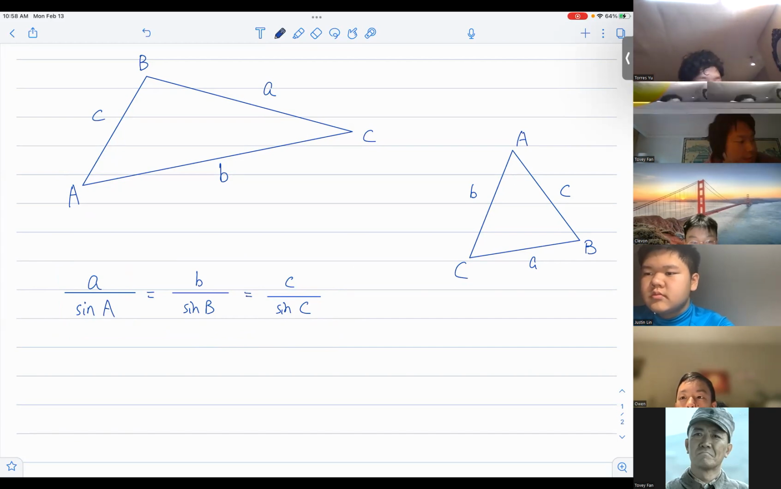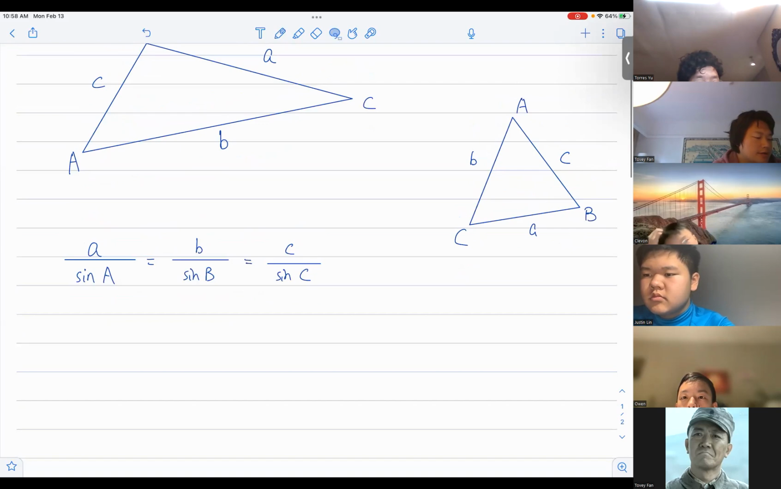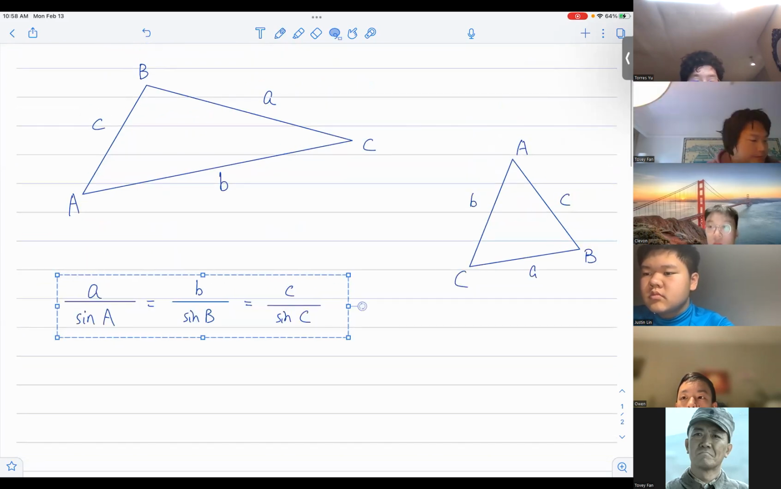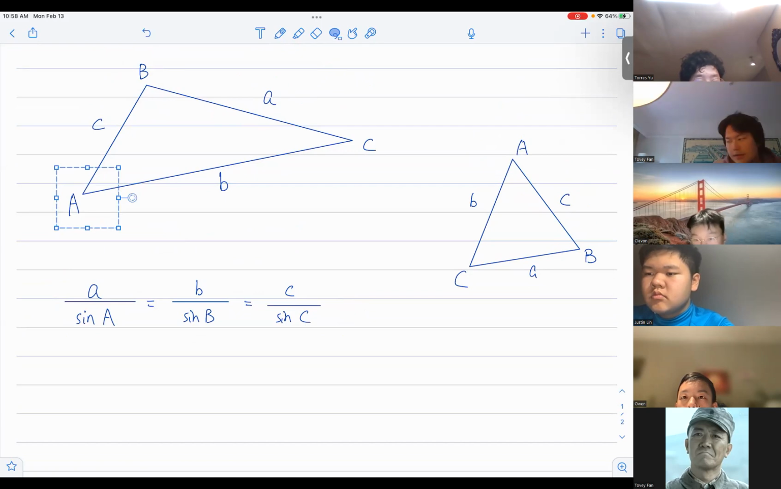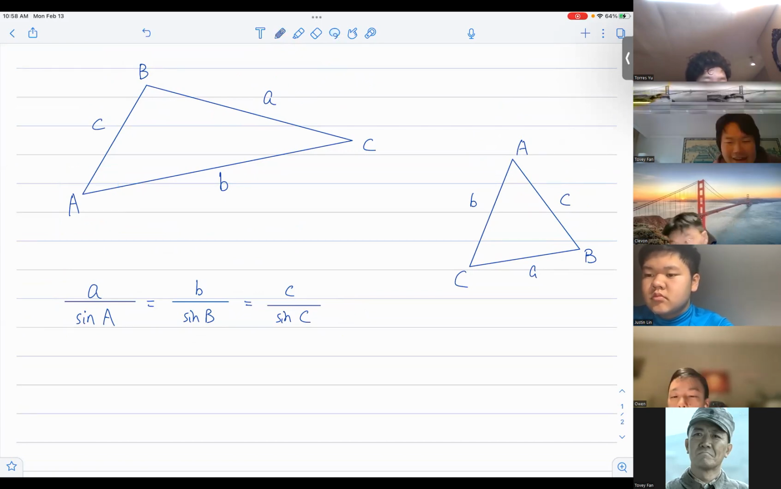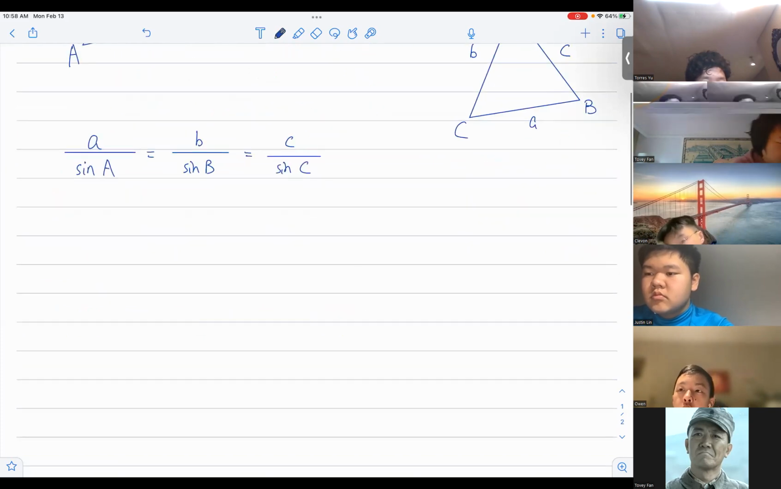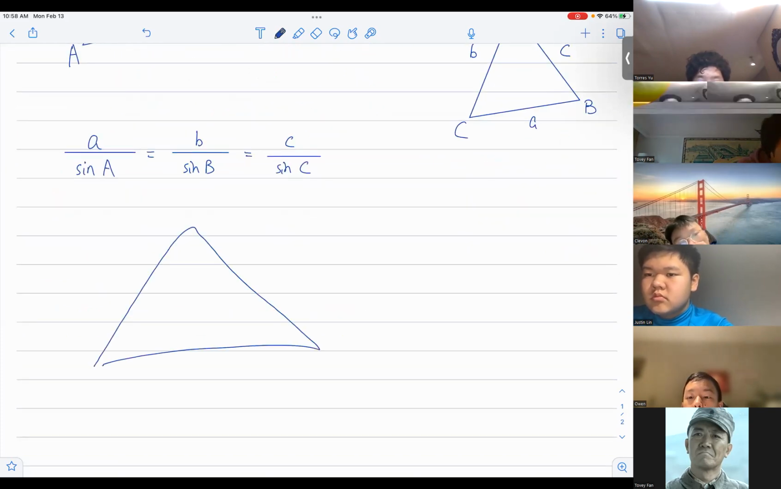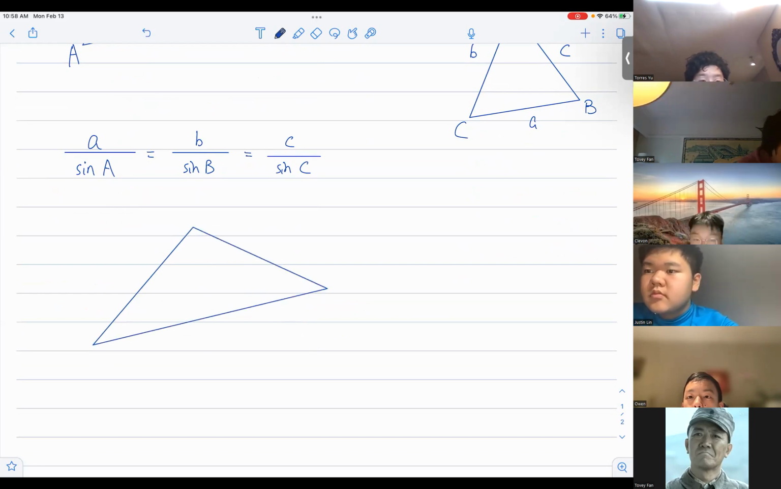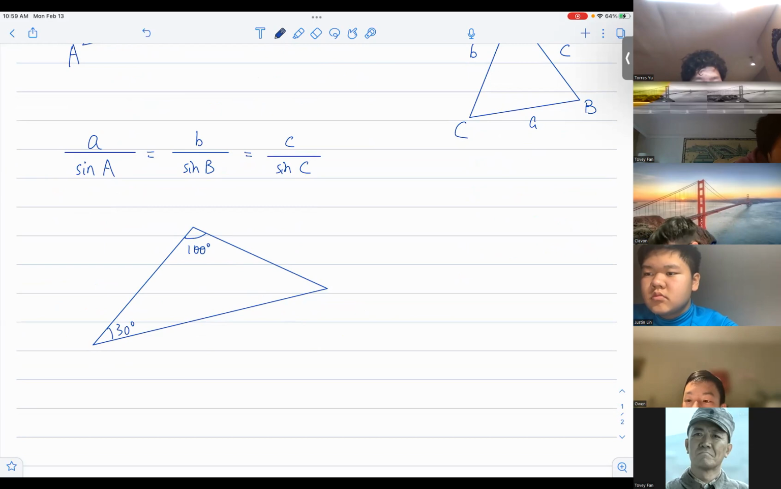So, any question about this? To remember this, it's very easy, but always remember you're going to use the opposite sides and angles. For example, let's say we have a triangle here. Just say this is 100 degrees. Maybe this one is 30 degrees. Say that we have a side, maybe this side is 4. And then you're going to find out the side lengths of the other 2 sides.